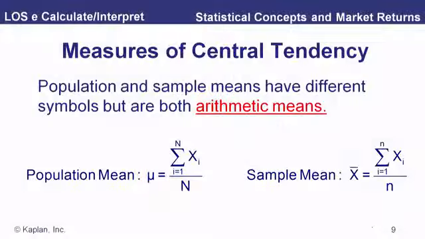Well, earlier we mentioned the mean, as a measure of central tendency. Where's the center of the distribution? Now, population means and sample means have different symbols, but they're both simply arithmetic means, what you're used to as an average. Add them all up and divide by the number of observations.